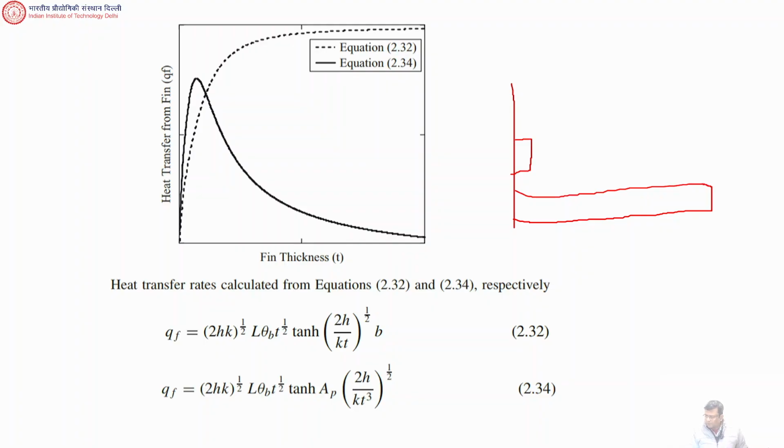I couldn't draw it properly. Imagine this length to be smaller, this thickness to be smaller. Then again, heat transfer gets affected because you're not giving that much area. So this is this extreme. This one is this extreme. In between, you will get a peak.